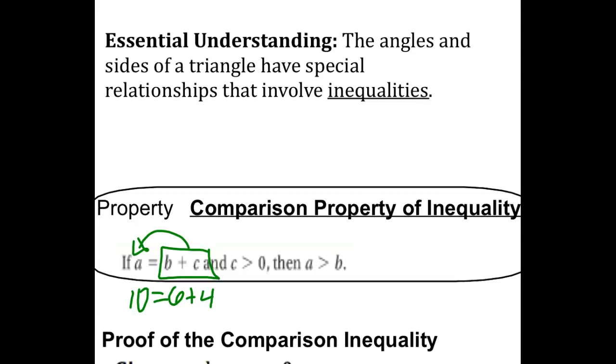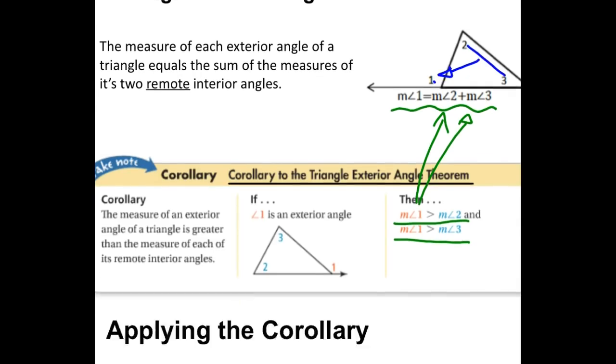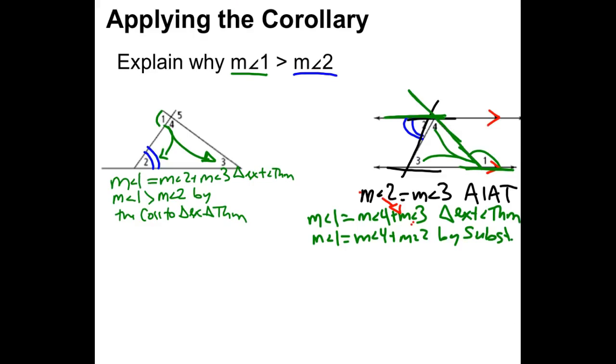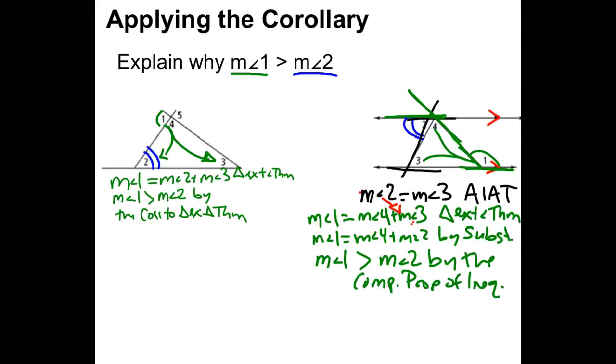The thing we talked about right here on the very first slide, where if 2 things add up to 1, the 1 is greater, to then say that 1 has to be greater than 2. So I go back to where I was. I can now say that the measure of angle 1 is greater than the measure of angle 2 by the comparison property of inequality. Okay? So that's kind of what they're doing. And what they want you to start to see is just those relationships that are going on in your picture like that.